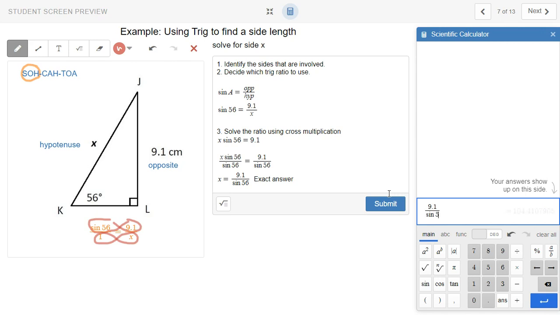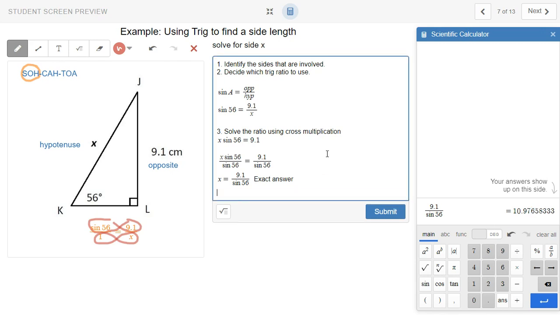So 9.1 over sine 56. In this case, I have 10.97. That's our first two decimal spots. But if I'm going to round it, I need to actually look at the spot after where I'm rounding. If it's 5 or greater, then the number needs to go up. If it's 4 or less, then we just drop the rest. Okay, so our rounded answer, we have 10.98 centimeters. And this is our rounded answer.